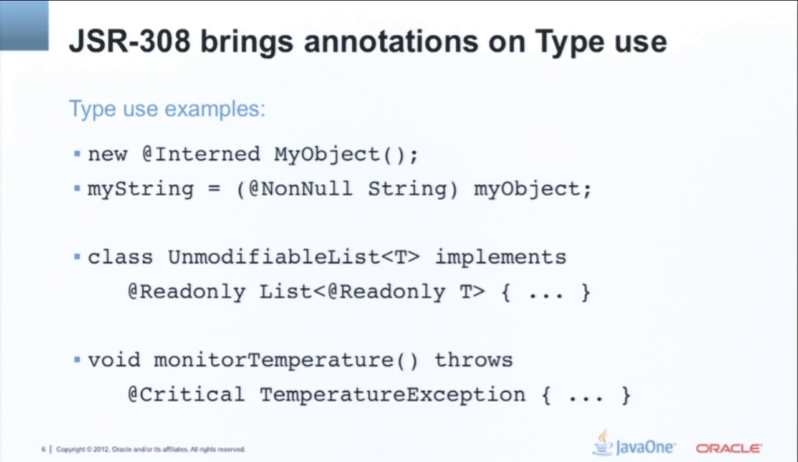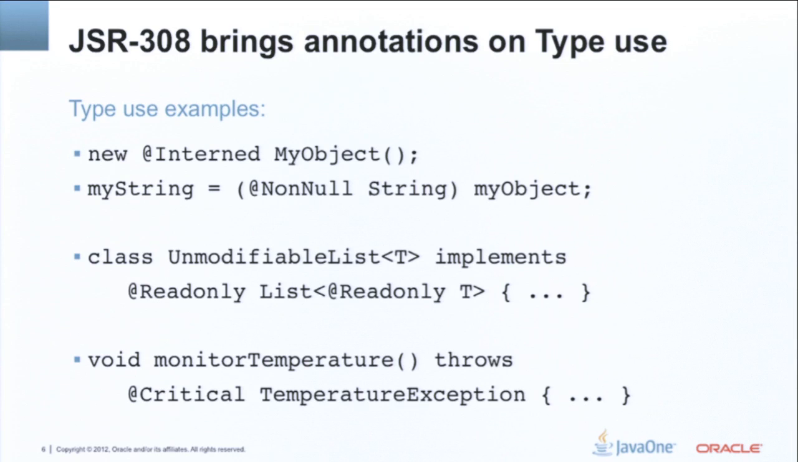And also, for example, in a cast. Previously you couldn't annotate a cast, now you're going to be able to. And this is also a type use of String, not a type declaration of String. And in implements clauses, a read-only list of read-only elements. In thrown exception declarations, for example, a critical temperature exception. So these are all new places that you will be able to add annotations to your source with 308.